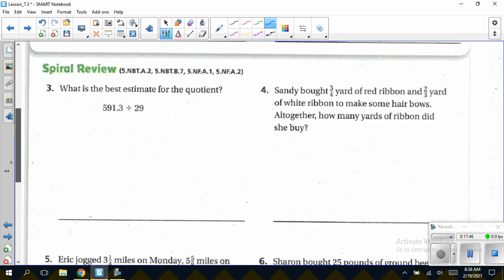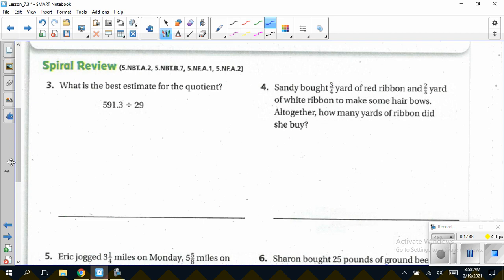Moving on to number 3. It says, what is the best estimate for this quotient? So the easiest way to solve this one, you're going to take 600 divided by 30. I just rounded both of them to their greatest place value. And when I do this, I have an easy division problem that I can solve.